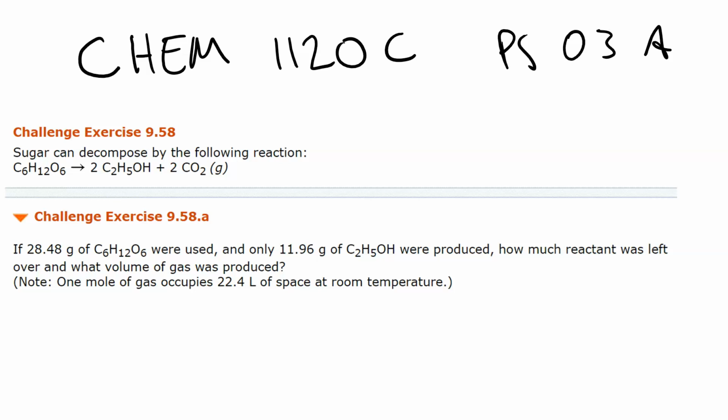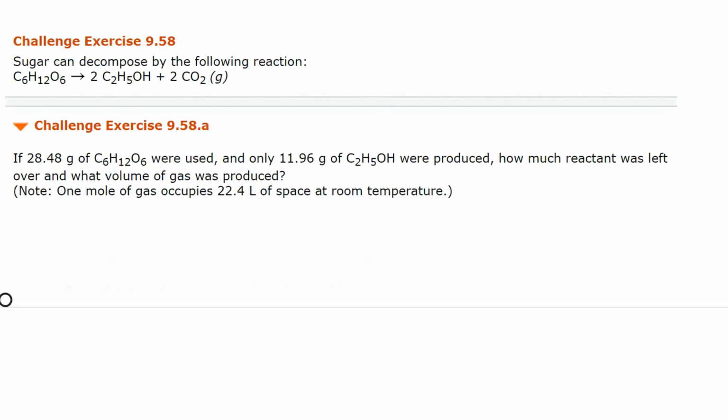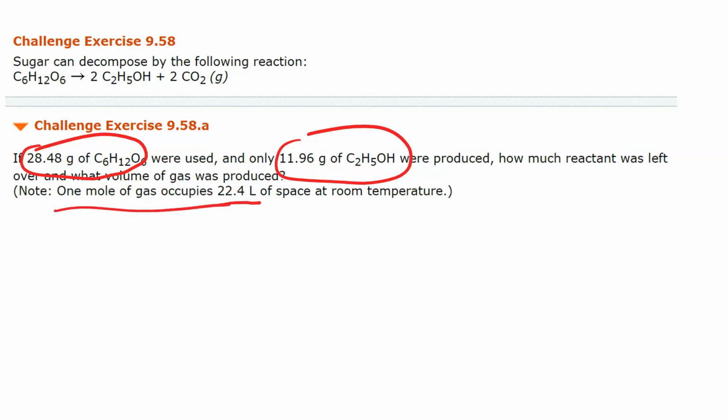Here's some help with challenge exercise 958 from problem set 3A. The question gives us two pieces of quantitative information and a conversion factor. It also gives us a balanced chemical equation, and it asks us to find two things: how much reactant was left over and the volume of gas that was produced. We're going to tackle it step by step.